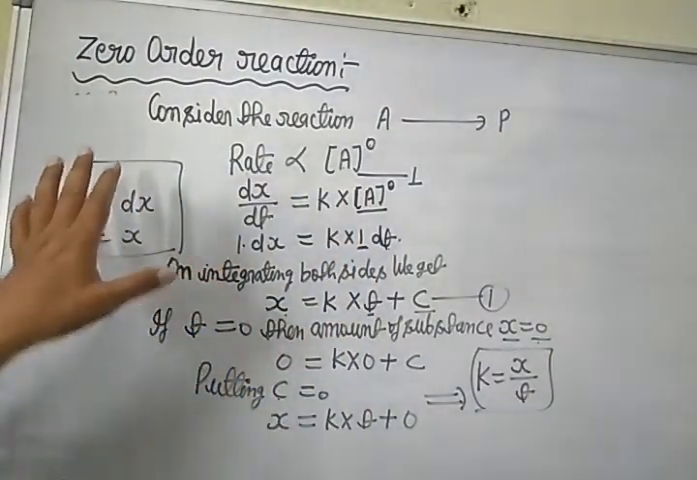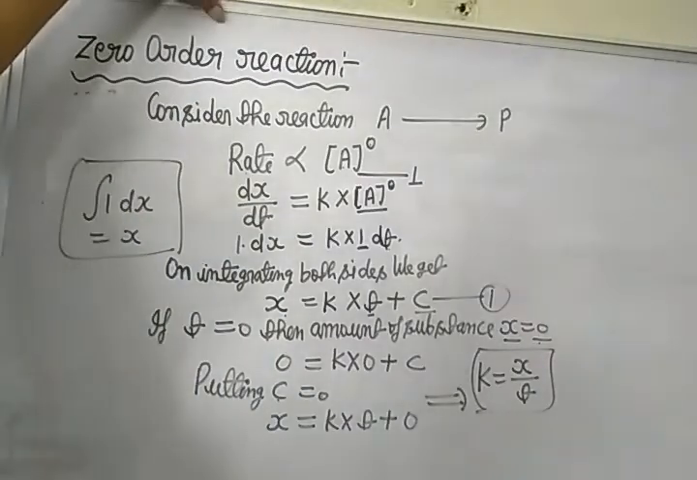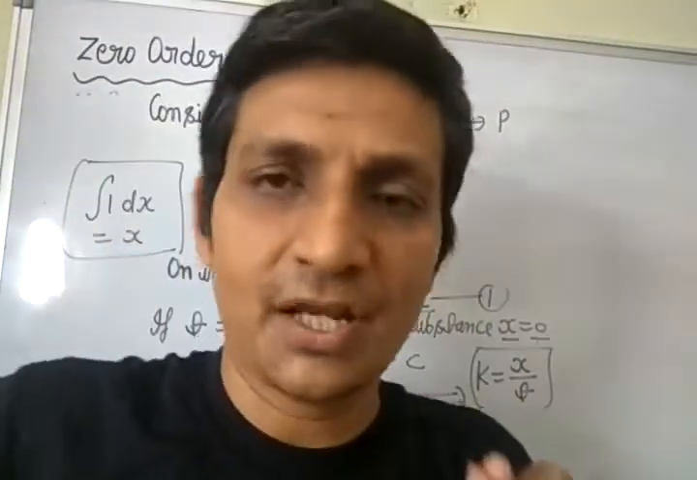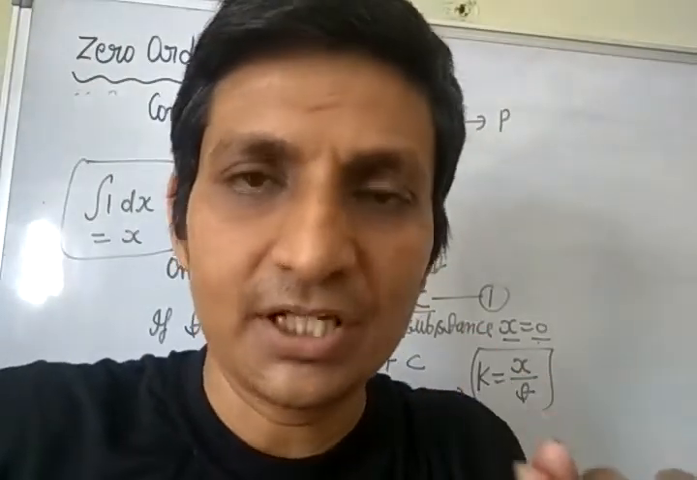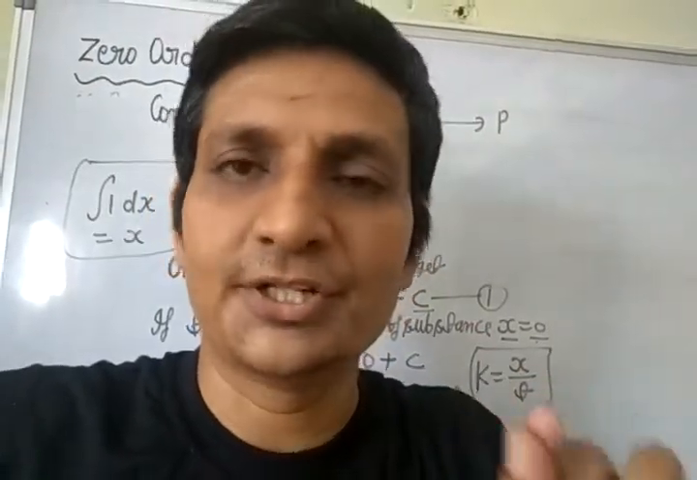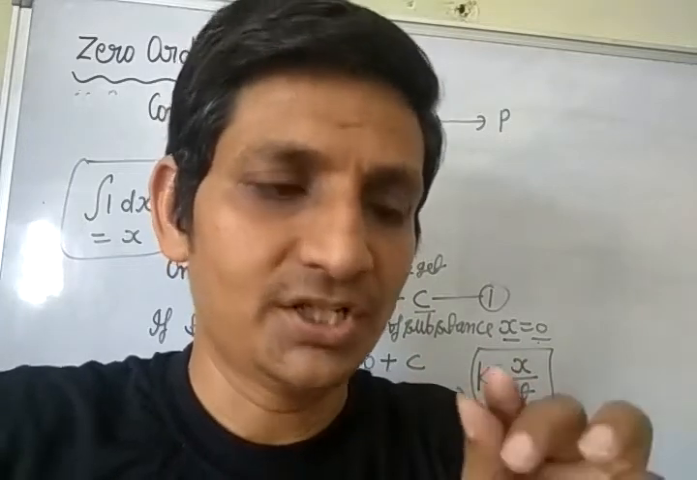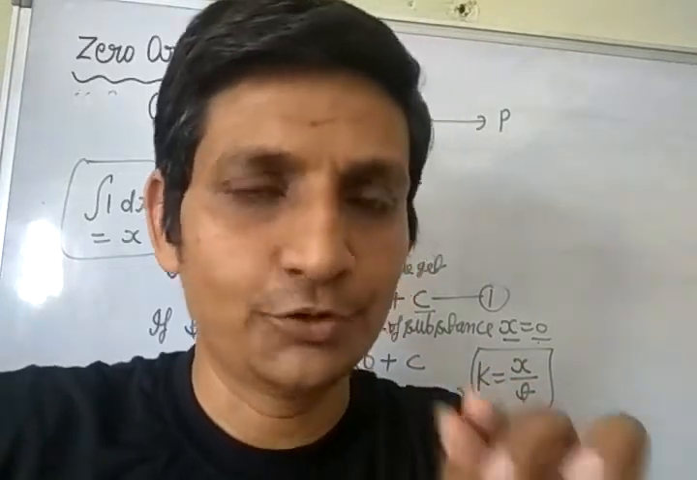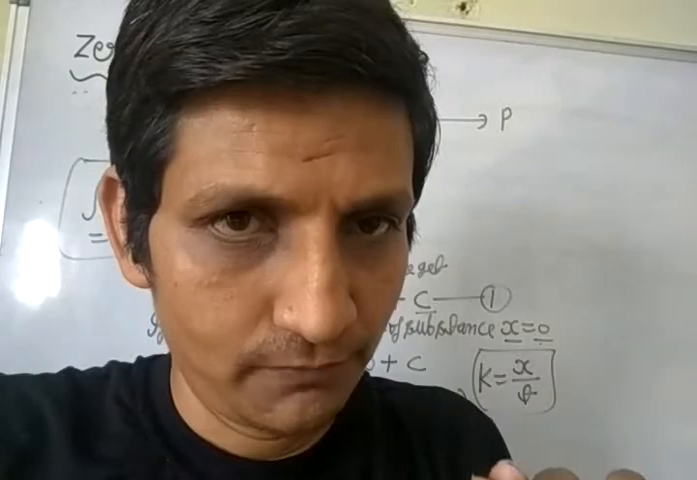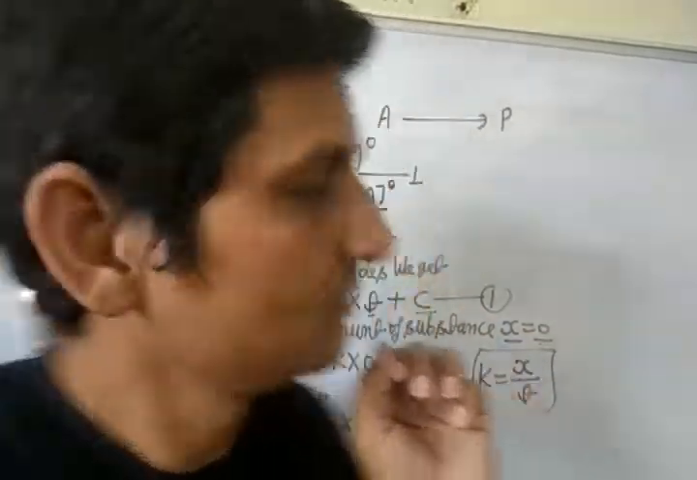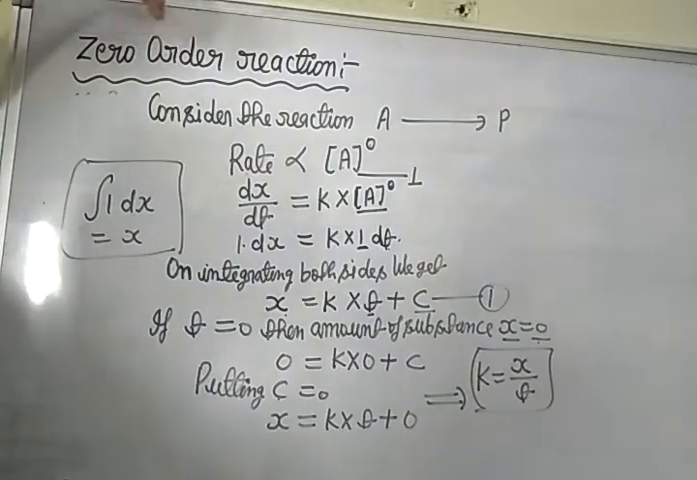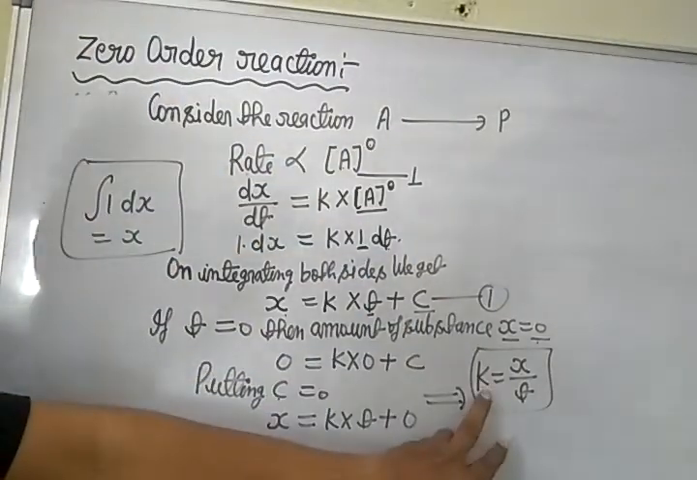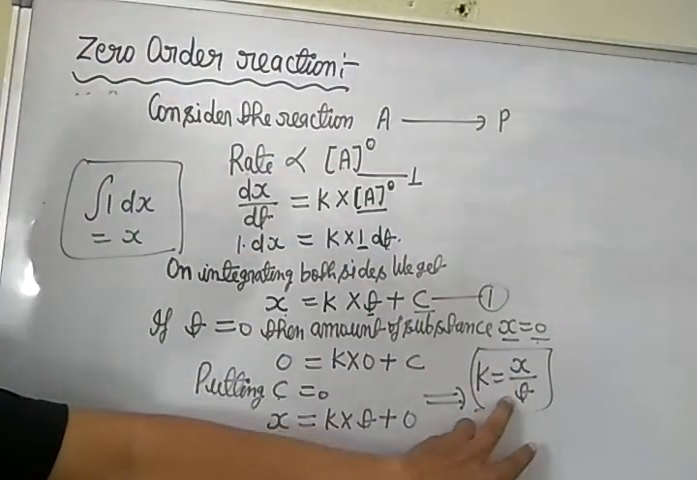Okay students, what is zero order reaction? A reaction is said to be zero order if its rate does not depend on the concentration of reactant. Example, photochemical reaction between hydrogen and chlorine, decomposition of ammonia on the surface of metal. After this is the expression for rate constant of zero order reaction, k is equal to x upon t.